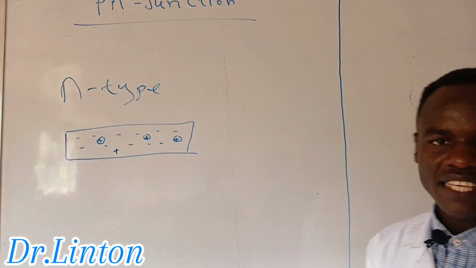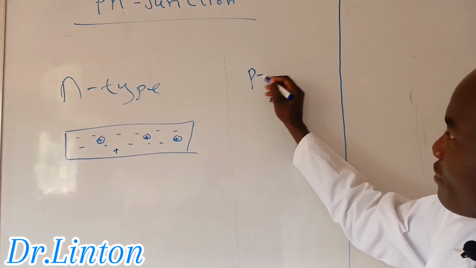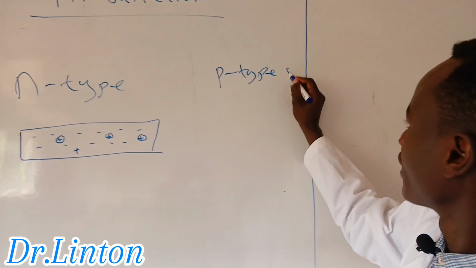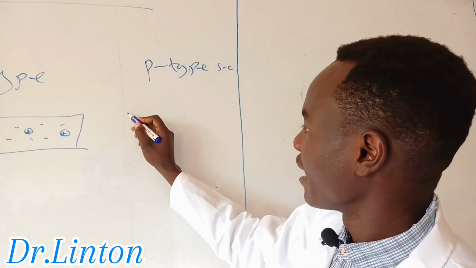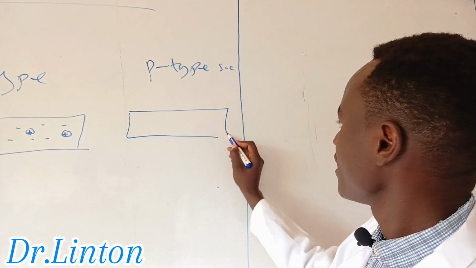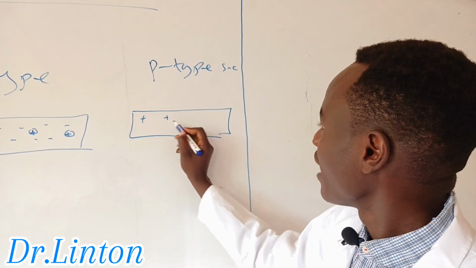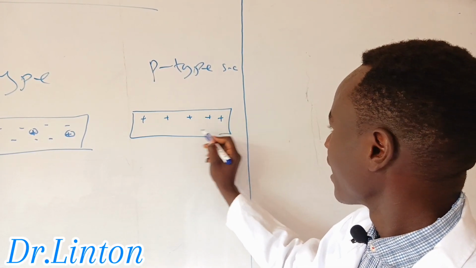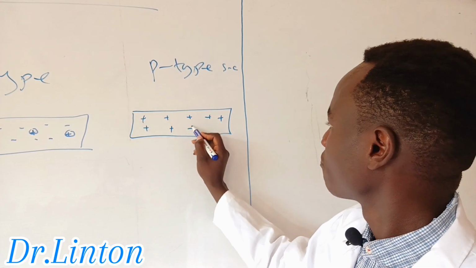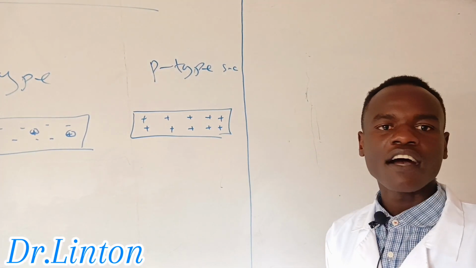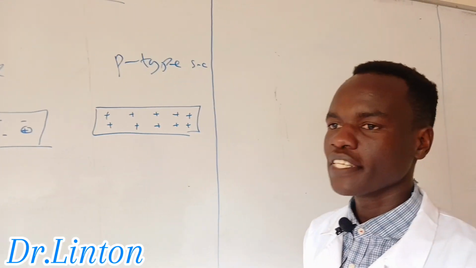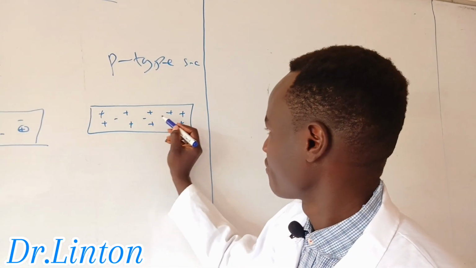And also in a P-type semiconductor, we say that holes are the majority charge carriers, and holes are positively charged. But here we also have electrons as the minority charge carriers.